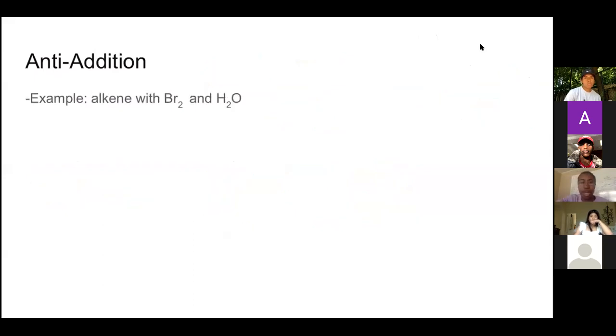So I'm going to go ahead and draw out another type of anti-addition problem. And this reaction actually goes almost exactly the same as the reaction we just learned. So I'll go ahead and draw out the same alkene as before, only in this case, we have a water molecule in addition to the bromine. So I'll draw out my Br2 up top and my water molecule down below.